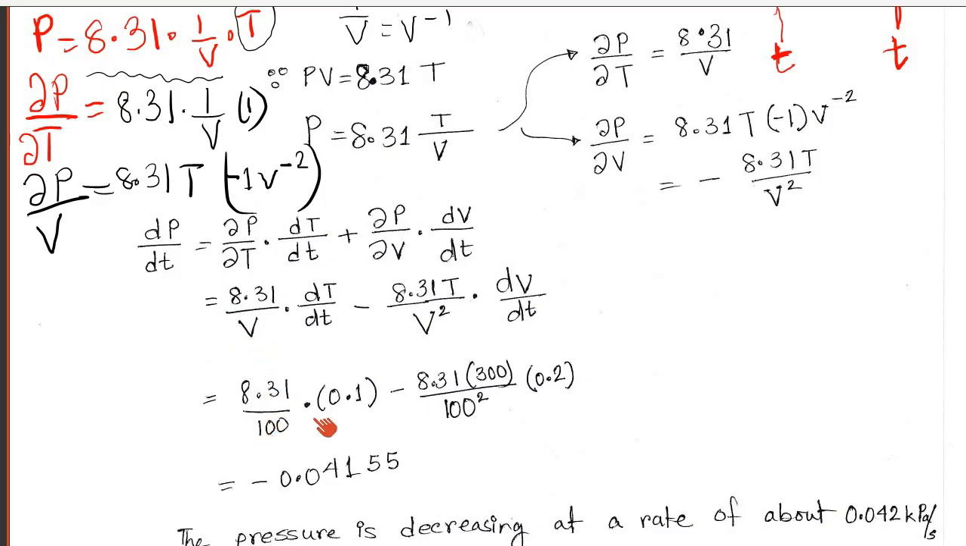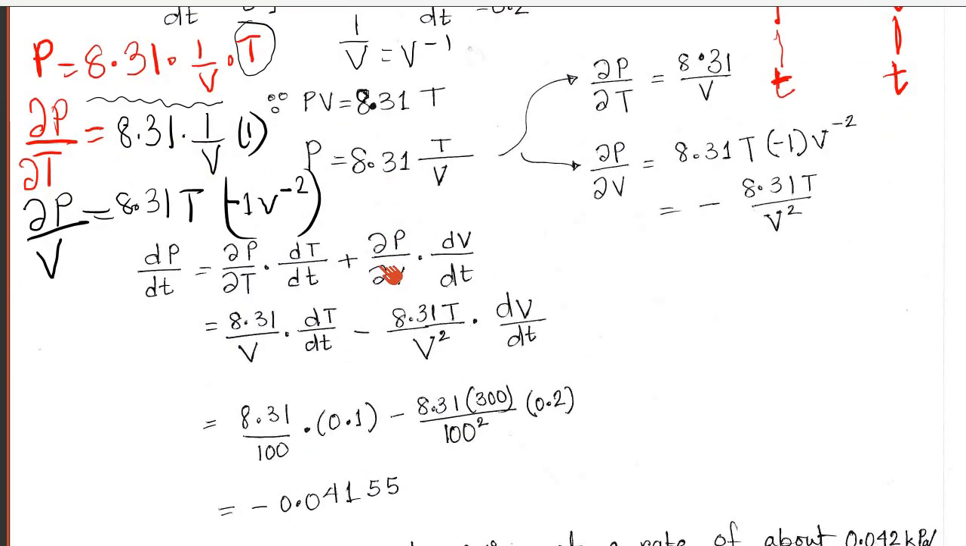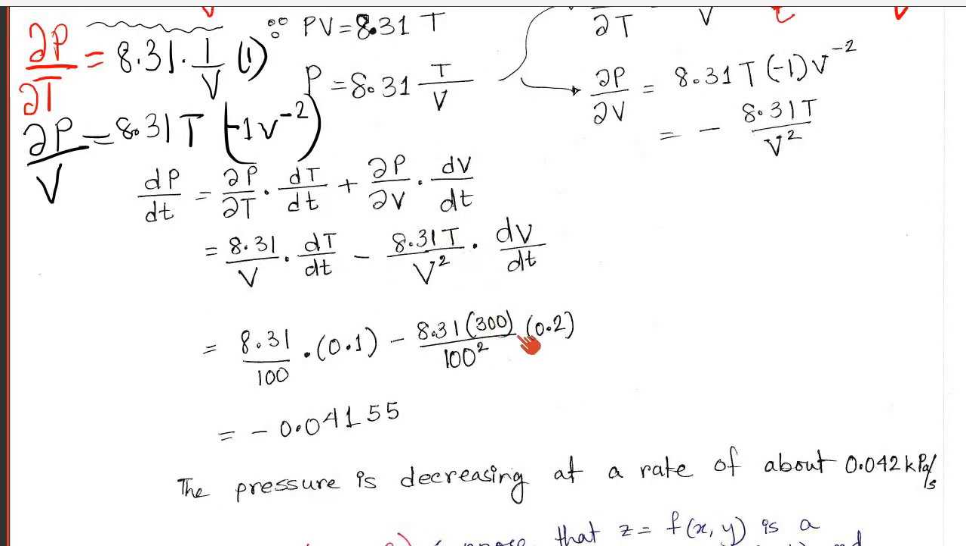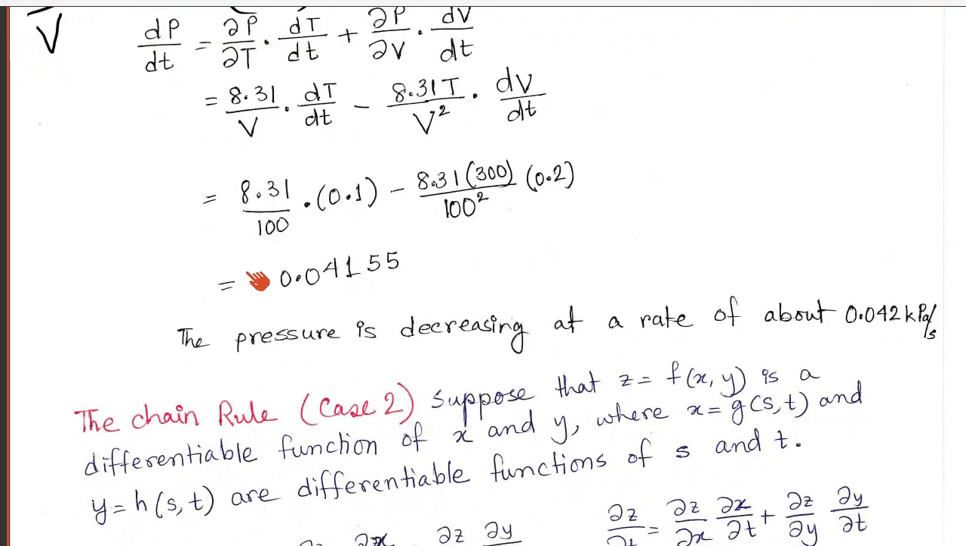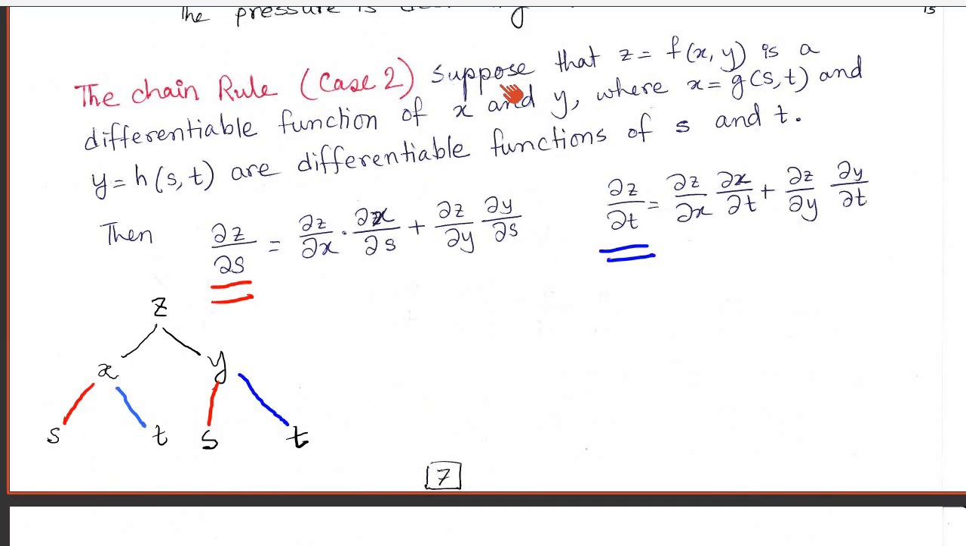Now V is equal to 100. dT/dt is given in the question 0.1. T is equal to 300 given in the question. V square, so 100 square. dV/dt also given 0.2, so 0.2. After simplification there is a minus sign, so the pressure is decreasing at a rate of about 0.042 kilopascal per second.